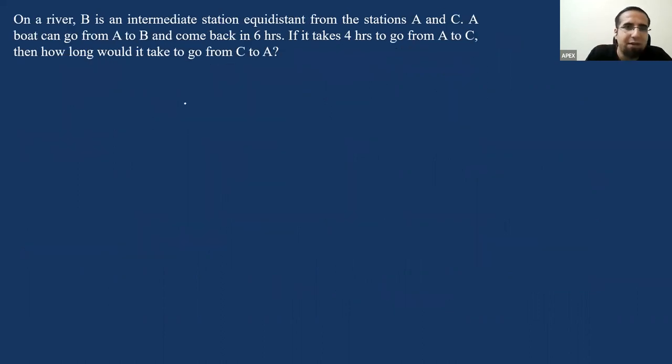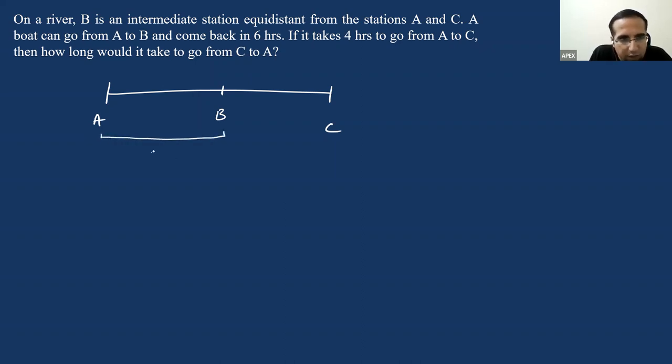Now, B is an intermediate station equidistant from stations A and C. A boat can go to A and B and come back in 6 hours if it takes 4 hours to go from A to C. Now, if it's 4 hours to go from A to C, that means A to B would take 2 hours, and B to C would also take 2 hours, because B is the intermediate station.